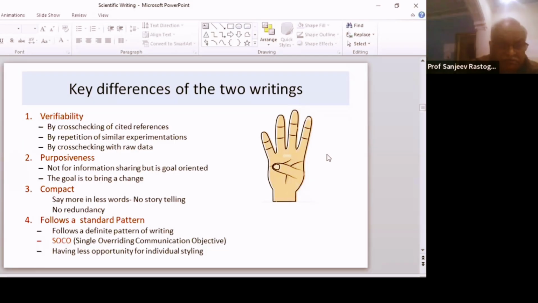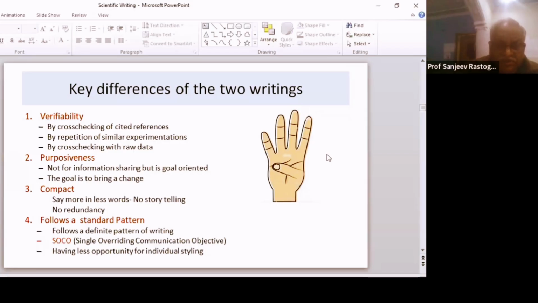It should be purposive, not for information sharing, but goal-oriented. Scientific writing is goal-oriented. It should be compact. This is also very important, because if you want to publish your research in a quality journal, journals are always running short of space. So they want you to say more in fewer words.